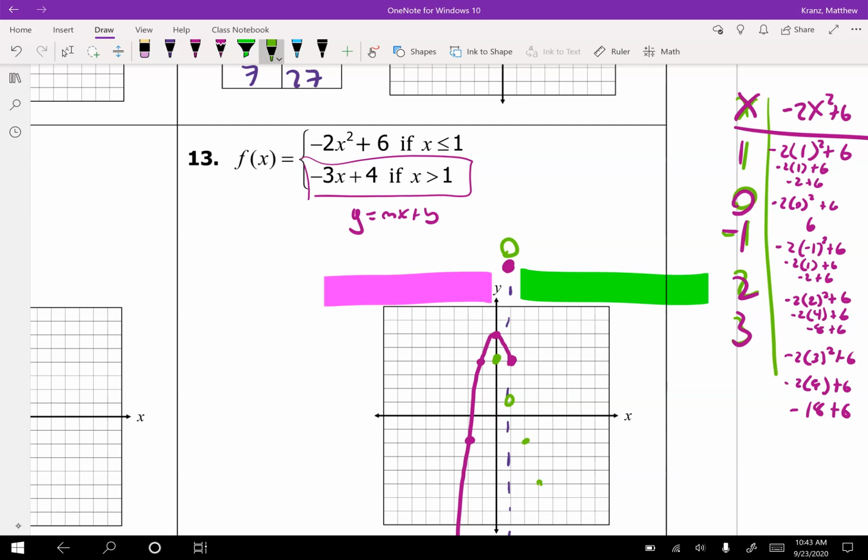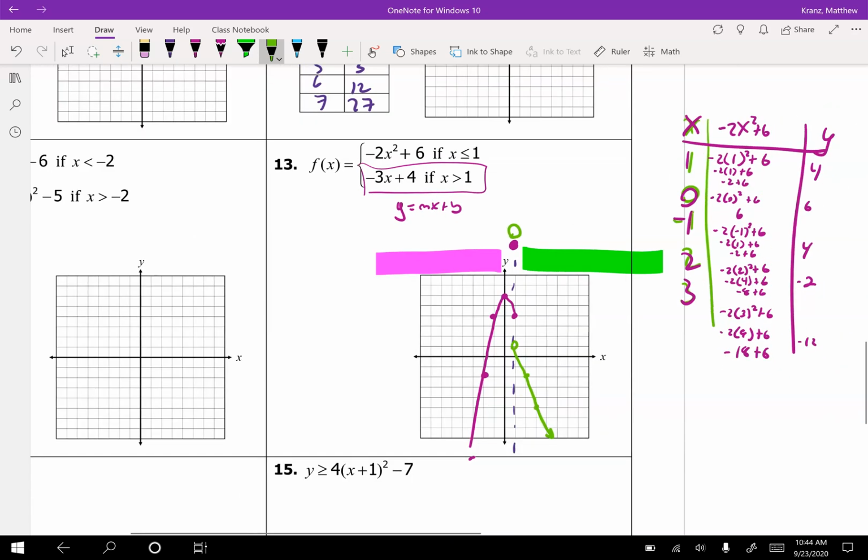Down 3 over 1. So now I have to get rid of this one green one because it was in purple's territory. And then I graph my green line like this. All right, so that's how that one is done.